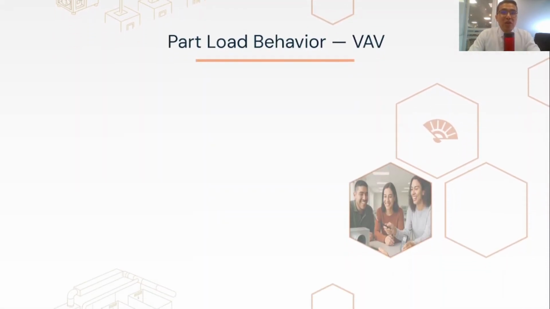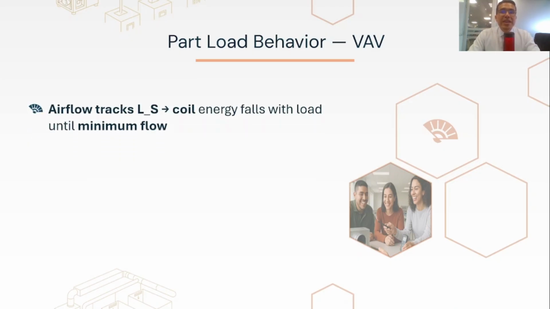Having explored the part-load behavior of CAV systems, let's now turn our attention to the part-load behavior of VAV systems. We will see how their ability to modulate airflow leads to significant energy savings, particularly in buildings with fluctuating loads. In VAV, the airflow is modulated to meet the sensible load, while the coil leaving state is kept low for latent control. So the coil leaving state is fixed to control the latent load, the humidity ratio, and what the system modulates is the airflow.